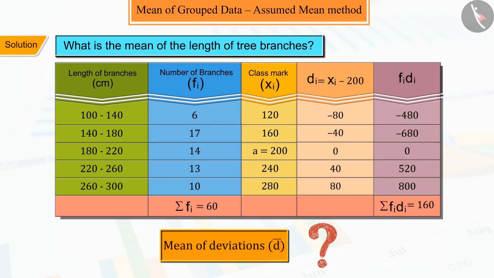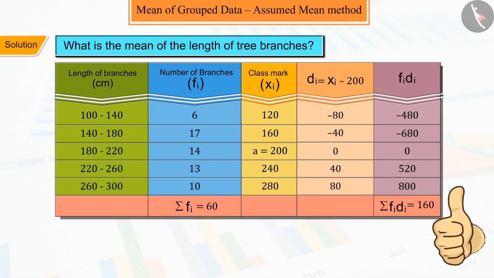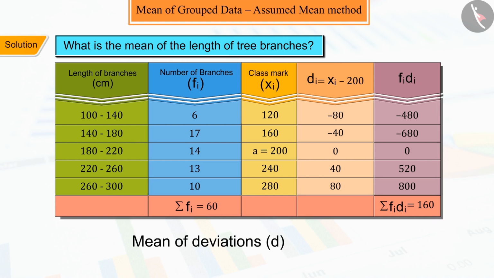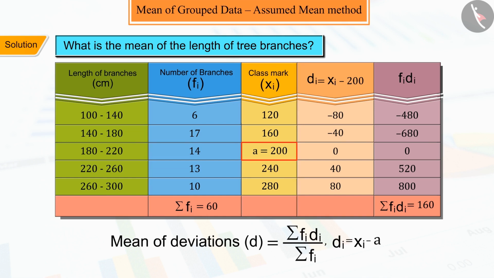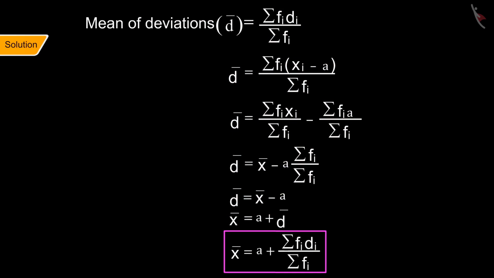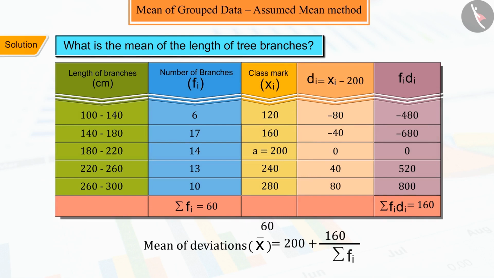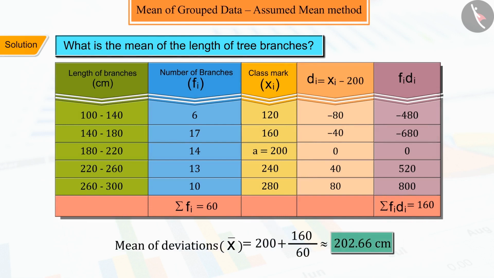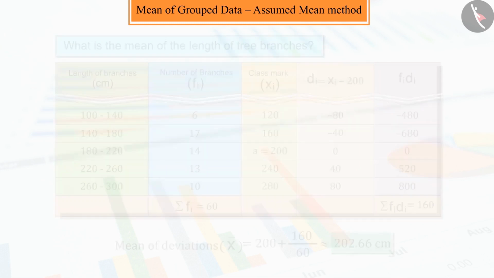So can you find the mean of the deviations? Correct. To find the mean of the deviations, the sum of the product of fi di is divided by the sum of fi. But you must remember that to find di, we subtracted a from each xi. So, while finding the mean, we have to add a to d bar, which is explained as below, from which the mean of the lengths of the branches is calculated as approximately 202.66 centimeters.